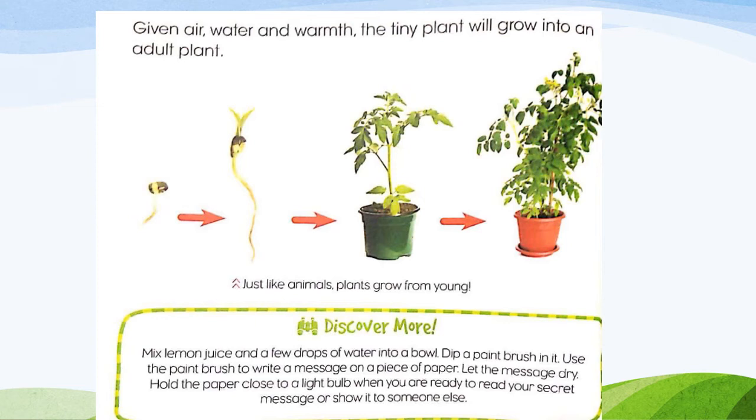Okay, very interesting. You can write a secret message with the help of lemon juice and a few drops of water. When we write with lemon juice and a few drops of water, it becomes secret writing. If we switch on the light, our secret writing will appear, showing what we wrote. Which two things do you need for this purpose? Lemon juice and a few drops of water.